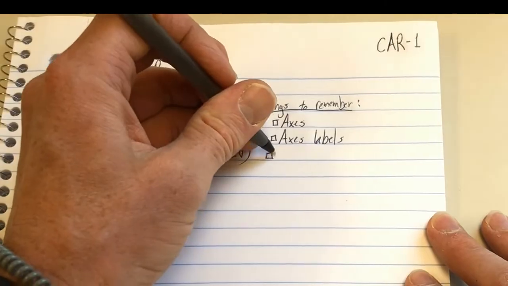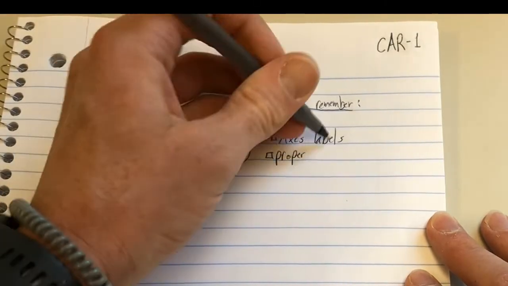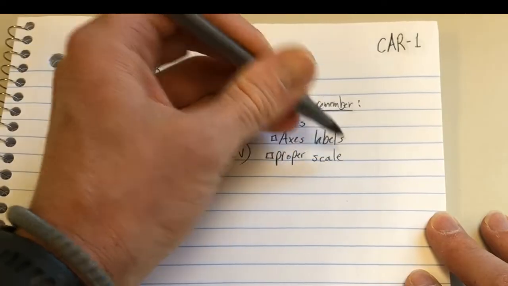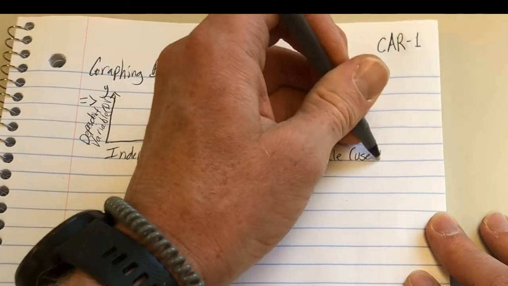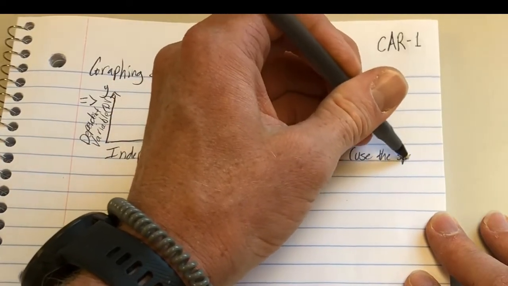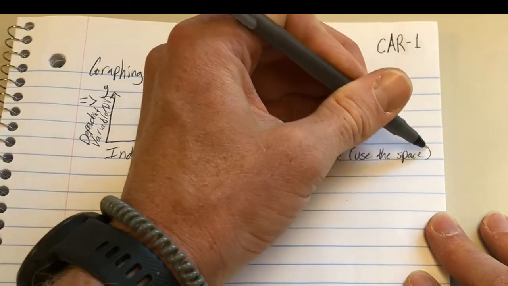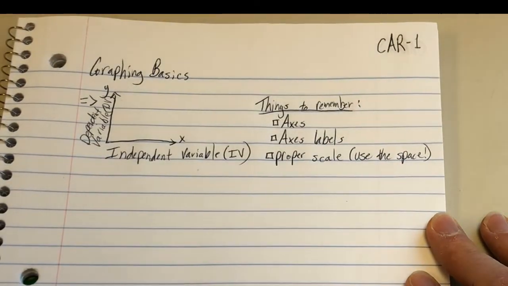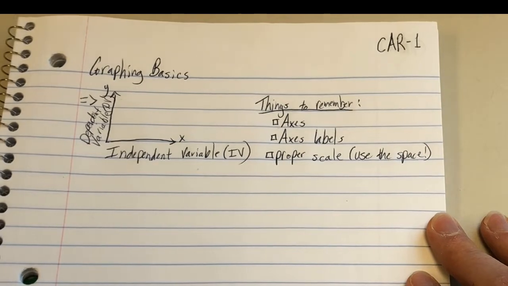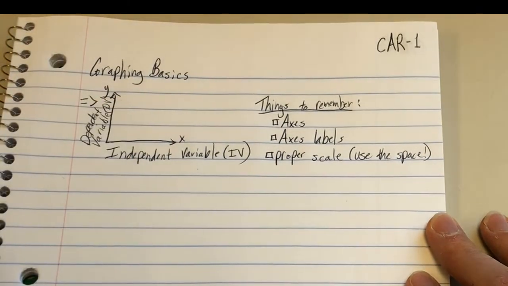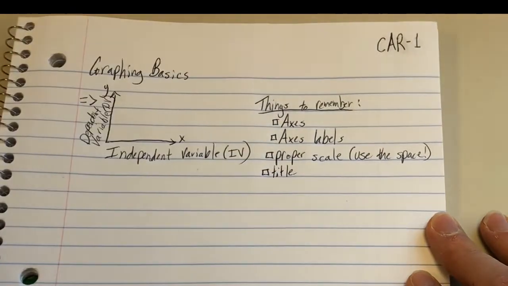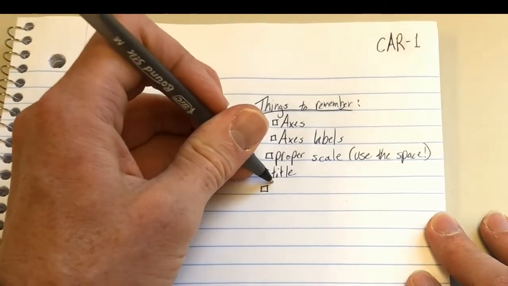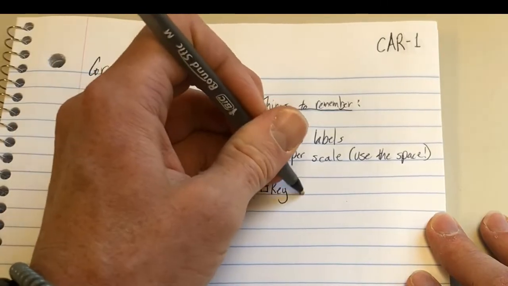You want to make sure that you have a proper scale on both axes, because you want to make sure to use the space within your graph. You shouldn't have a graph that's super, super tiny and not taking up the entire space of the actual graphing area. You want to make sure you have a title. That title should describe what it is that's in the graph, and then also you should include a key if needed.